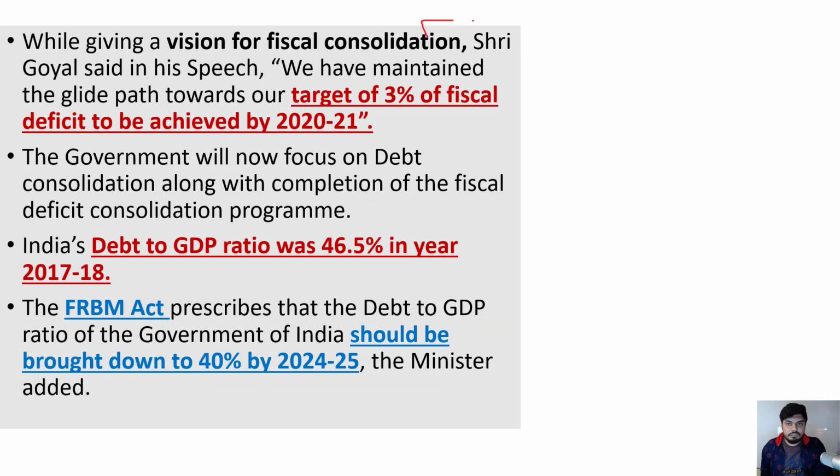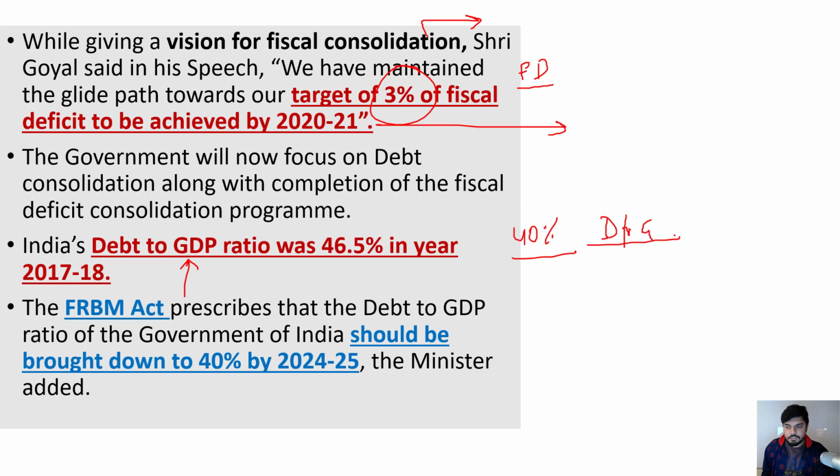Next, the vision for fiscal consolidation is there. You see, 3% is the prescribed amount as the target for fiscal deficit, and we are going to achieve it by 2021. That is our target. And the debt to GDP ratio, this again may be asked, because some days back we discussed it: 40% is the prescribed limit for the debt to GDP ratio for the center, and for the states it is 20%. The current debt to GDP ratio is 46.5%. So it's higher than this 40% limit, but the government is saying it is a manageable one.